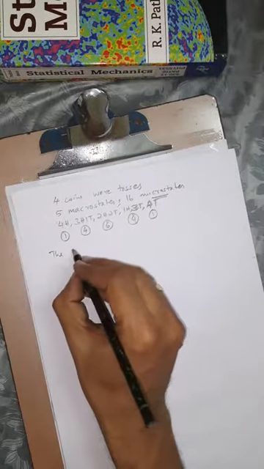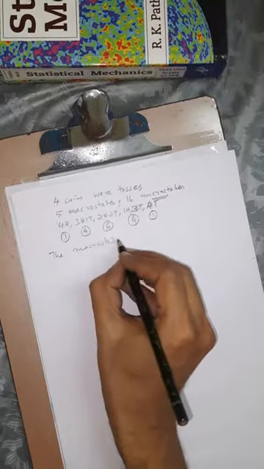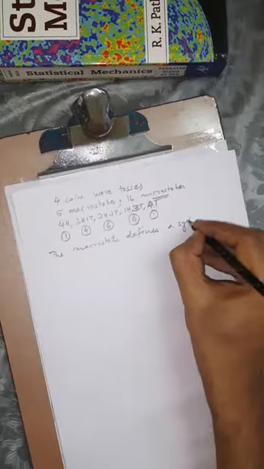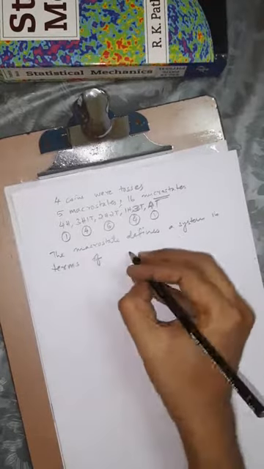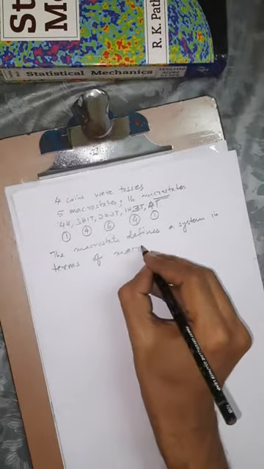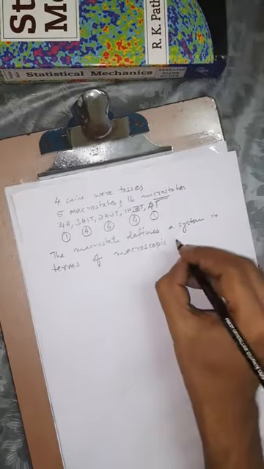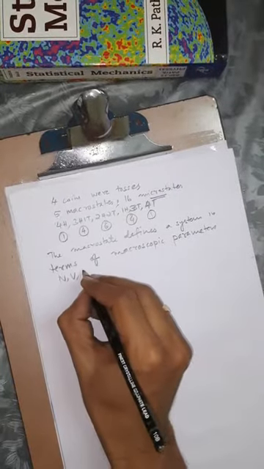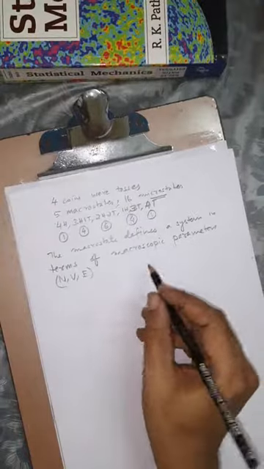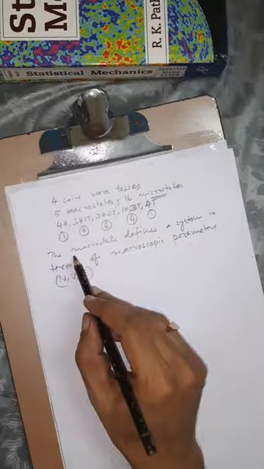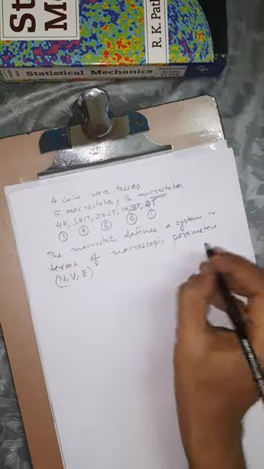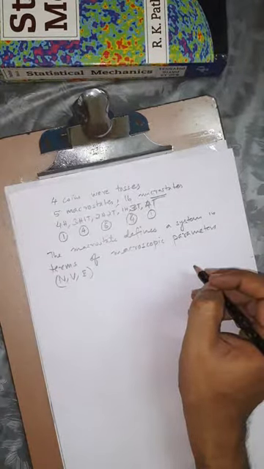So basically, here in thermodynamics, the macrostate defines a system in terms of macroscopic parameters N, V, and E. So in a thermodynamic system, the macrostate defines a system in terms of the macroscopic parameters N, V, and E.